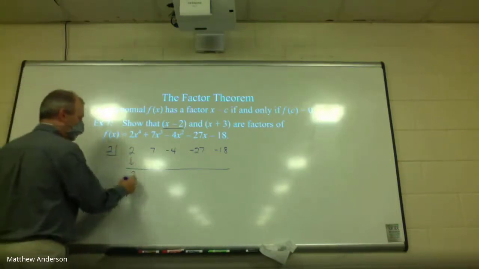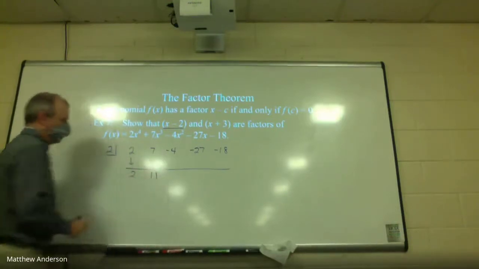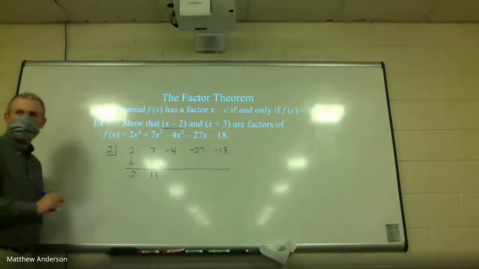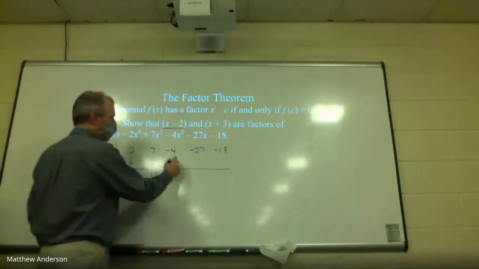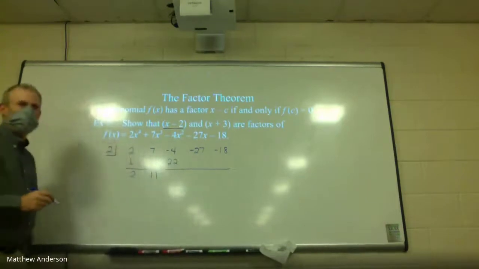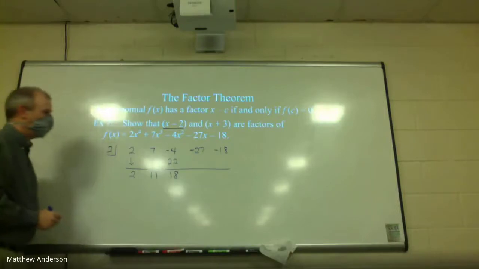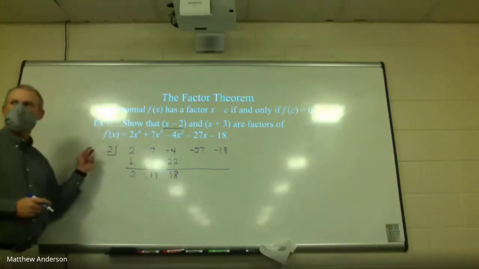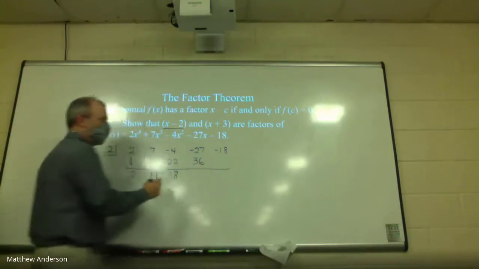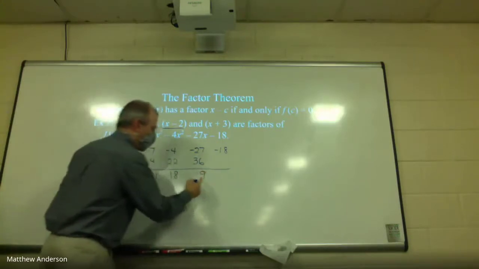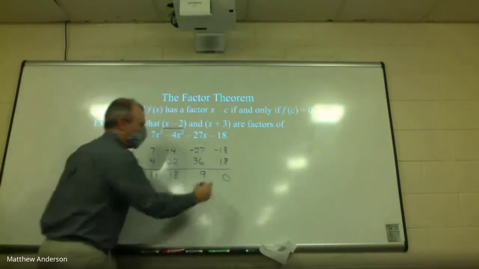Bring down the 2, and 2 times 2 is 4. 7 plus 4 is 11. Then we take the 11 times 2, and we get 22. We add those, we get 18. What's 18 times 2? 36. Fortunately for us, this is a 9. And 9 times 2 is 18, which gives us a remainder of 0.